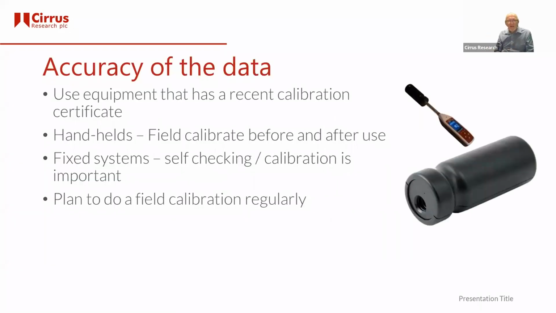Let's look at the accuracy of the data then. Really, you should be using equipment that has had a calibration certificate, so it's been verified before, whether it's a handheld or a fixed system. If you're using a handheld device to do a boundary noise measurement, make sure you field calibrate with something like a calibrator, that cylindrical thing there, before you take a set of measurements and after, to make sure that you're confirming that the instrument is accurate and fit for use.